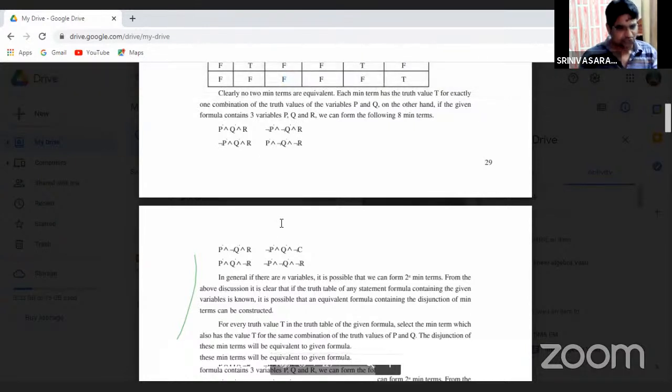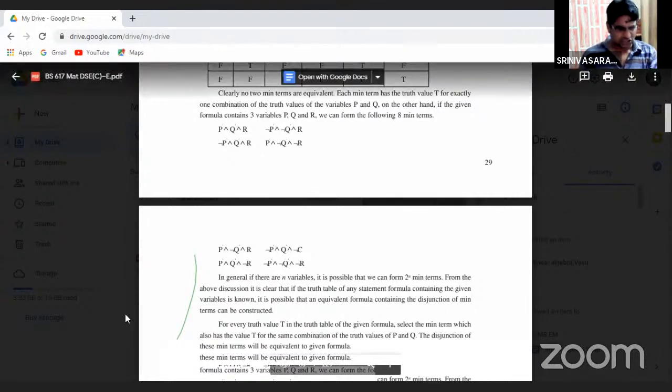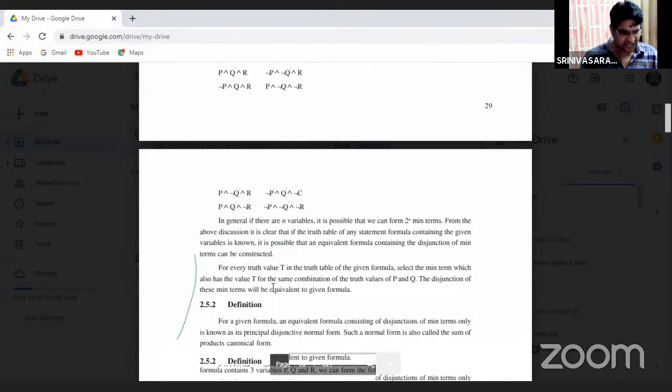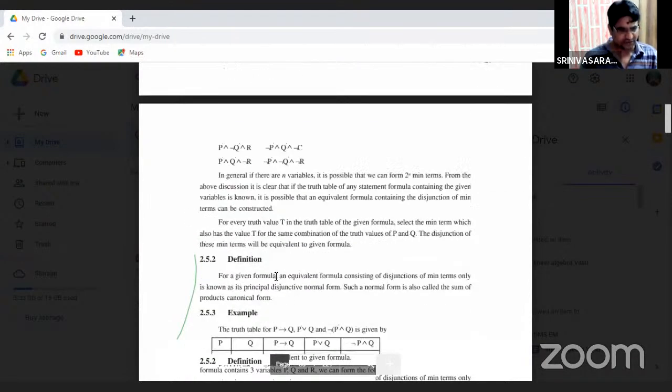So it is easy to understand here. There is no doubt, it is a simple concept. P and negation Q and R, negation P and Q and negation R. Now just write this capital R, not C. P and Q and negation R, negation P and negation Q and negation R, all negations in the conjunction. Okay, that's enough. Now, in general, if there are n variables, we can form 2 power n minterms.